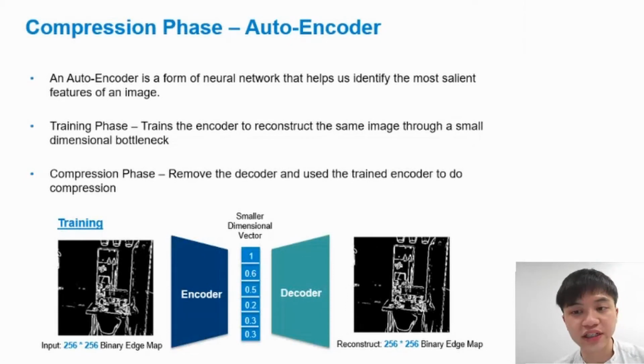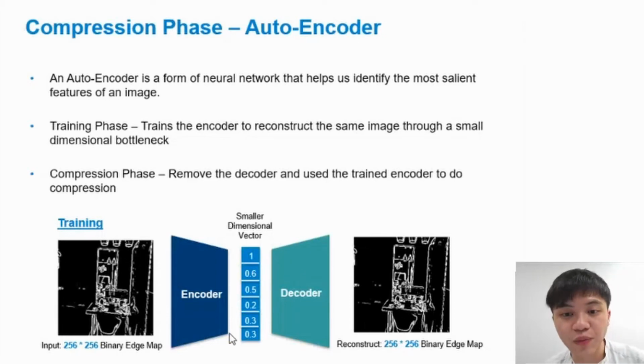An auto-encoder is basically a form of neural network that helps us identify the most important features of an input. So what we actually do during a training phase is that we put a binary edge image through an encoder to get a smaller dimensional vector. Because this vector is of a smaller dimension, we inevitably lose some information through the encoding phase itself. What we then do is also try and recover the original image through a trained decoder.